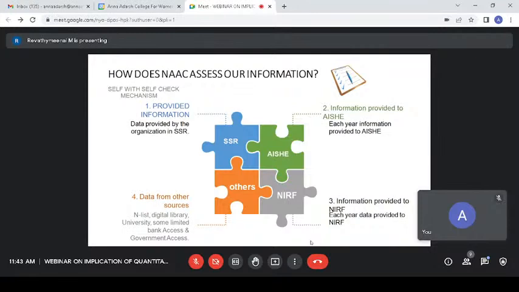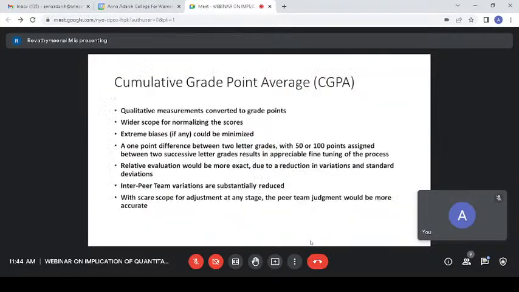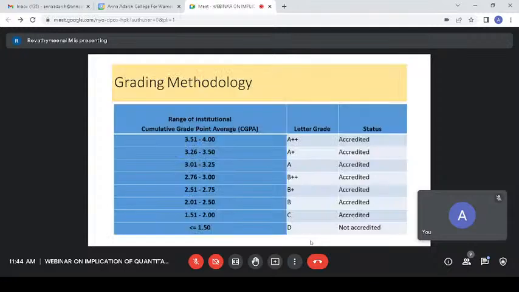Based on this checking and going through this entire material, we come to the CGPA scores. Please go to the next slide. Cumulative grade point average. The marks that we get are converted to grade points. That is the way they normalize the scores. Extreme biases that can be there are regulated. And in this way, the scoring is done. Once that scoring has been done, grade comes into picture. The next slide talks about the grade, and grading is done. Once grading has been done, please go to the next slide. These are the grades A++ to D. D is not accredited. The peer team comes, it gives its peer team report.